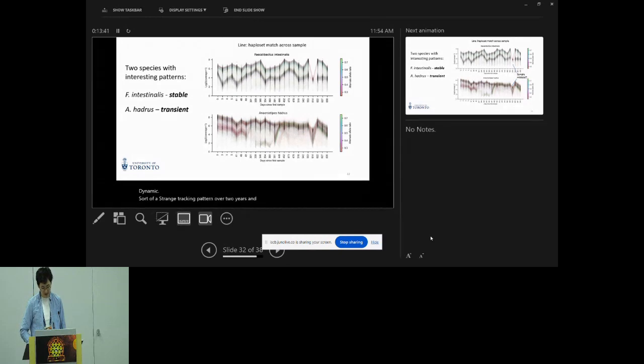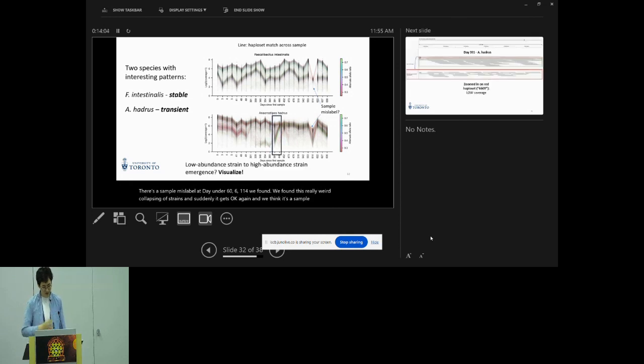And we wanted to investigate this further. The color, by the way, indicates the number of alternate alleles compared to the reference for the haplosets. So it's just a genomic signature, which you can track along. There's a sample mislabel at day 614 we found. We found this really weird collapsing of strains, and suddenly it gets okay again. And we think it's a sample mislabel. But we want to investigate this behavior further, especially for this low to high strain emergence for this bottom species.